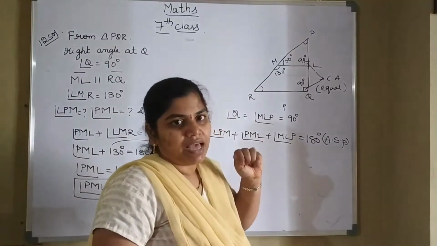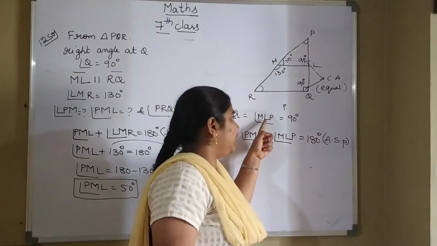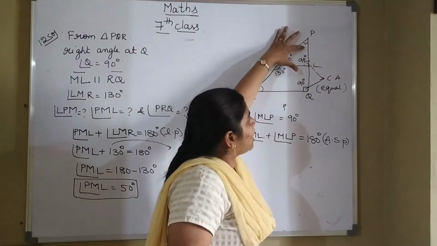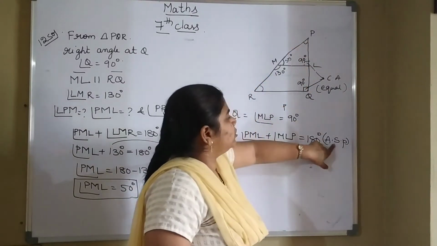I wrote in the form of 3 alphabets. Which alphabet will be in the middle? That will be the angle. Okay. So now I am finding this angle P value by using the ASP property.